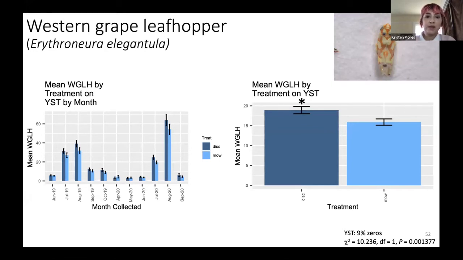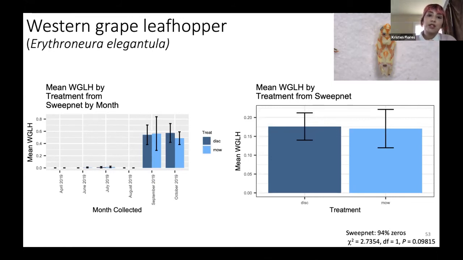The graph on the right compares mow and disc treatments in the canopy, with average number of Western Grape Leafhoppers caught on the y-axis and treatment on the x. We found that Western Grape Leafhopper numbers were significantly higher in disc rows in the canopy. Although the difference between mow and disc appears to be similar, the large scale does make this significant.